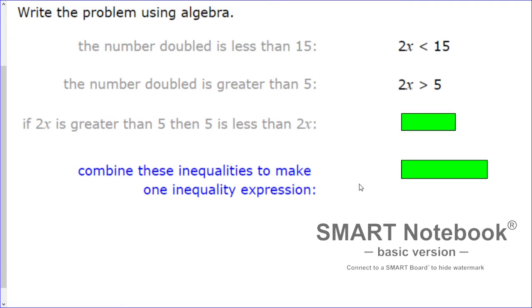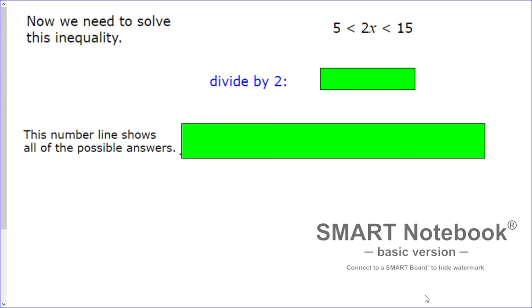So, if 2x is greater than 5, that means 5 is less than 2x. Now we can combine the first and third statements. And we end up with 2x, it's greater than 5, but also less than 15. Now we can solve this the same way as before. The great thing about inequalities is you can actually divide all 3 sides by 2. We want to get x alone, we can divide all 3 sides. Can something have 3 sides? I guess it can in math.